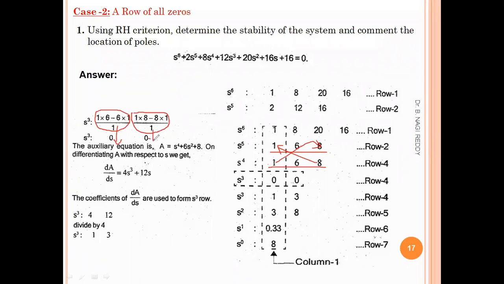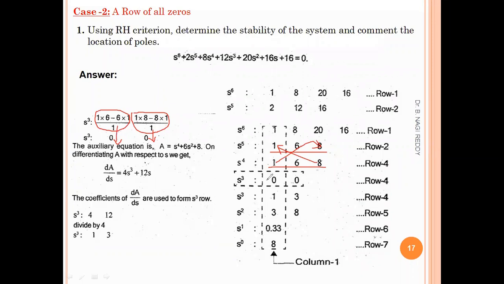Again we will get 0. And here for both rows there are no elements, so we only get 2 columns, only 2 coefficients, right? And you can see for these 2 coefficients, the complete row is a row of all zeros. So the s cube row we got as all zeros.